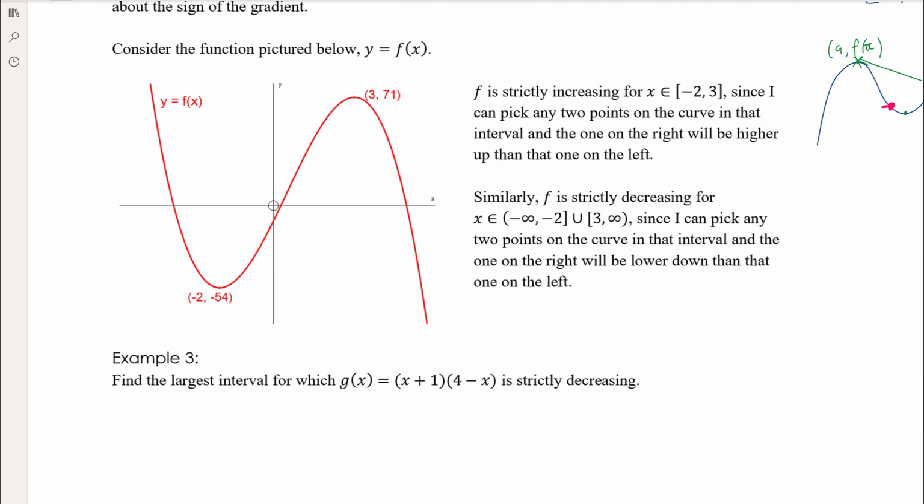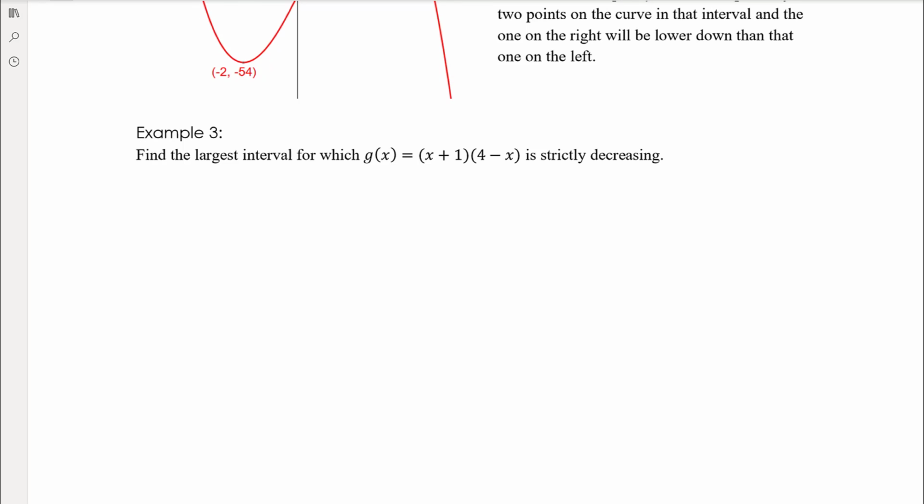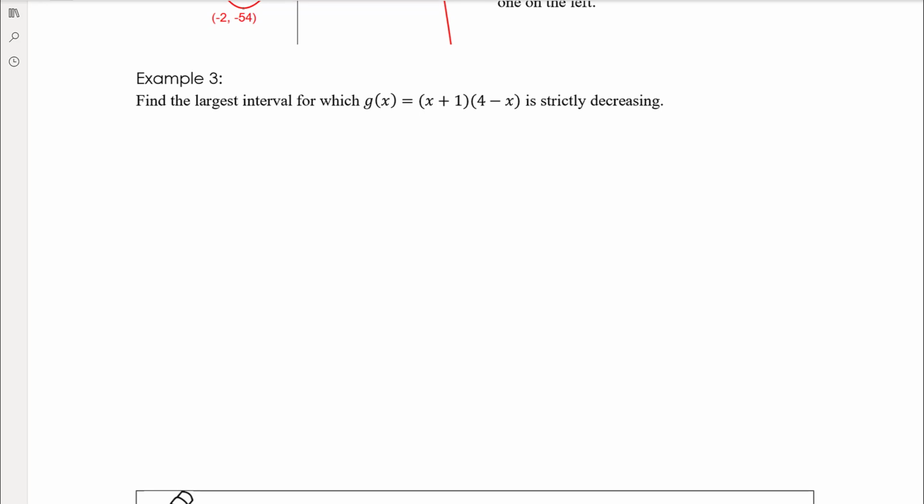Okay, so let's have a look at one example here to finish off. Find the largest interval for which g of x equals (x plus 1) times (4 minus x) is strictly increasing. Okay, so we've got a quadratic function there with x-intercepts at -1 and 4, and it is a sad parabola. Okay, so -1, 1, 2, 3, 4.